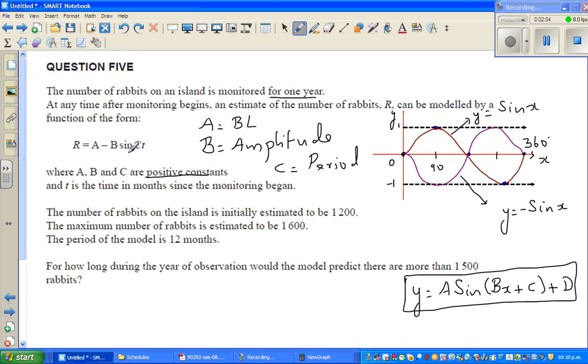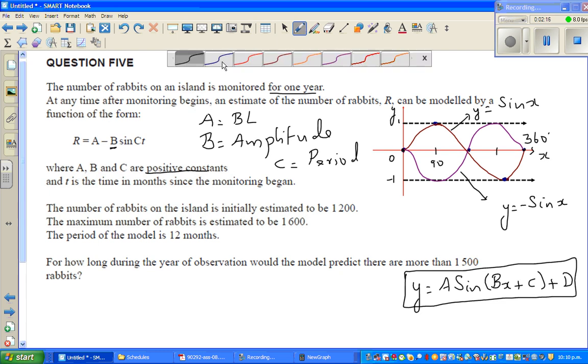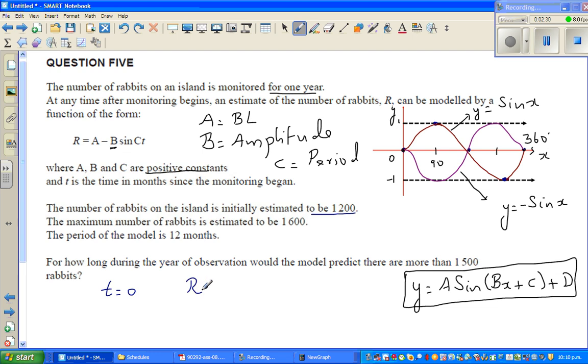Now here I can see that if B is positive, your graph should look somewhat like this. So let's read the question further. Let me change it to blue now. The number of rabbits on the island is initially estimated to be 1200. This information tells me that when t is 0, the start of time, the number of rabbits is 1200.